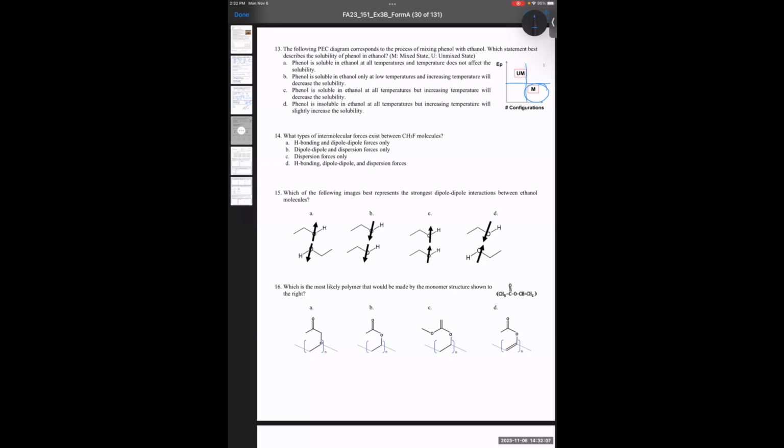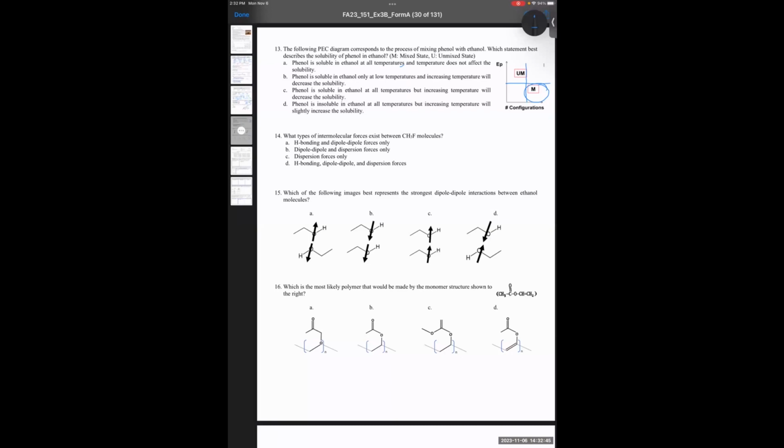Because the mixed state has a lower potential energy, decreasing temperature will increase the solubility. Or in other words, increasing temperature will decrease the solubility, because increasing temperature will start favoring the unmixed state, which has a higher potential energy. So that's the idea. The options are: phenol is soluble in ethanol at all temperatures. That's true, this is good up to this point. And temperature does not affect the solubility.